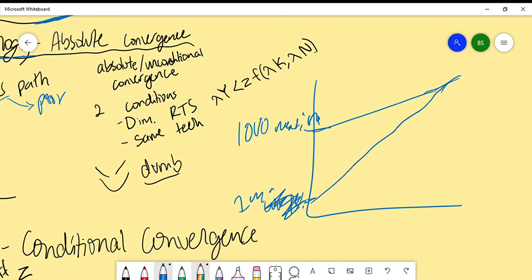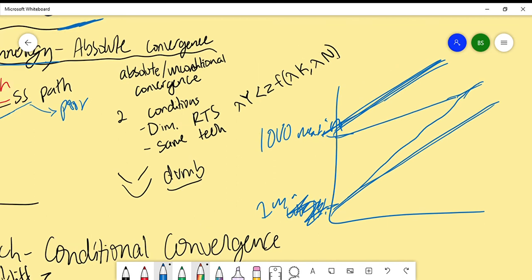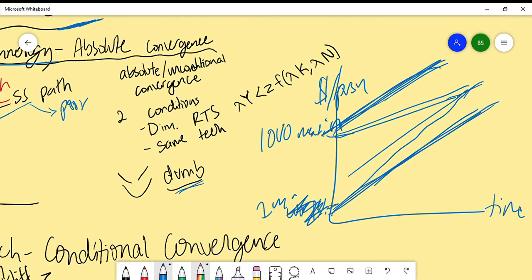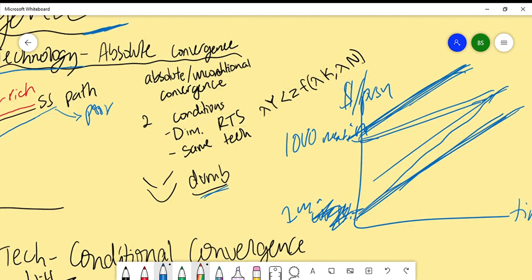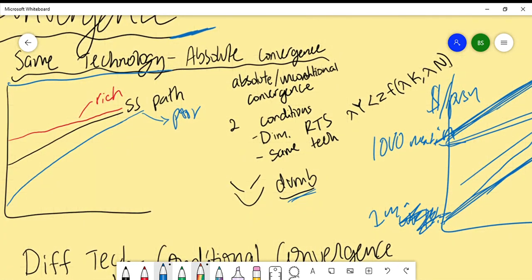You might ask, wouldn't it make more sense if they stayed far away? Some people think that too, and they think this model is dumb. There's another model that says if you start at a lower point, with the same technology and everything else, then they're going to stay far away. Pretend this is money per person, and this is time. So anyway, they're all converging together to the same SS path.